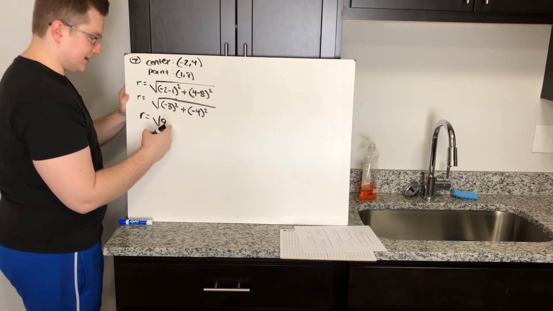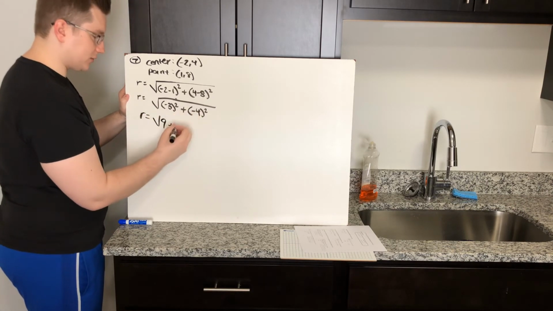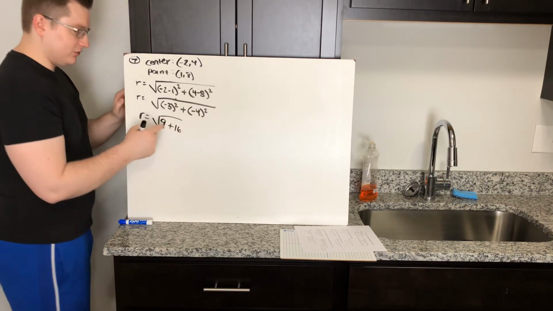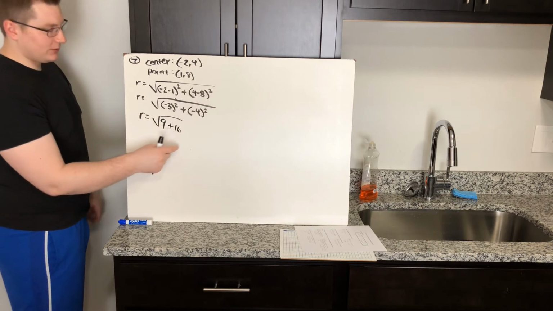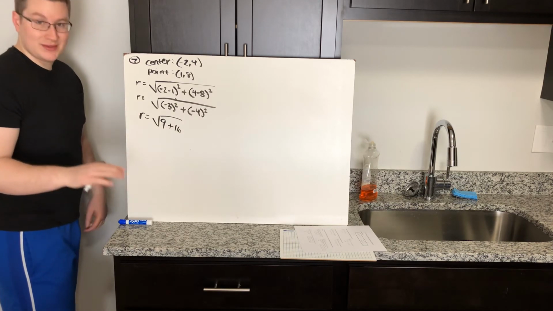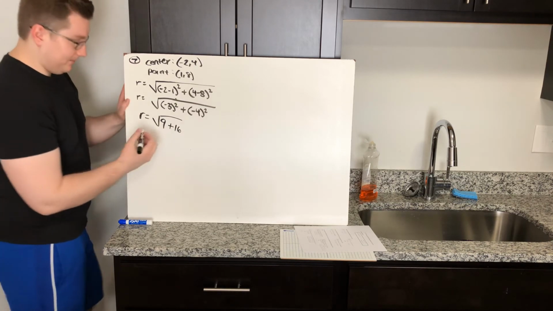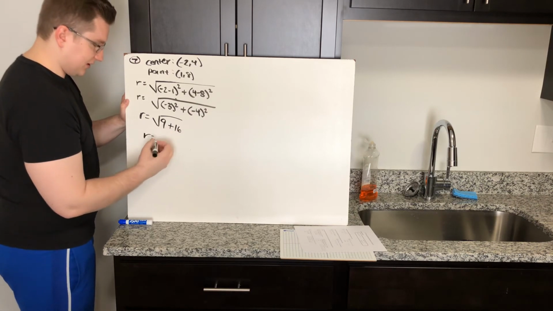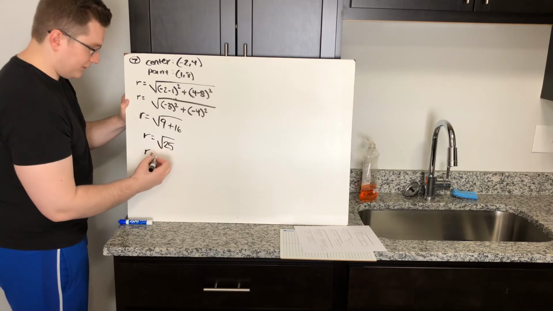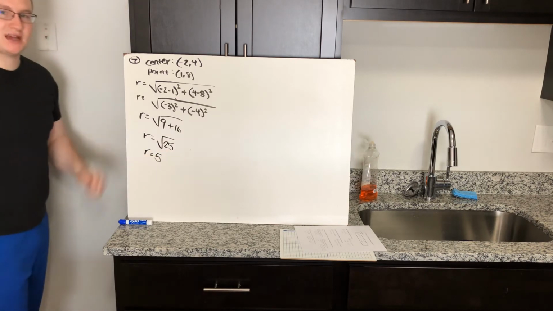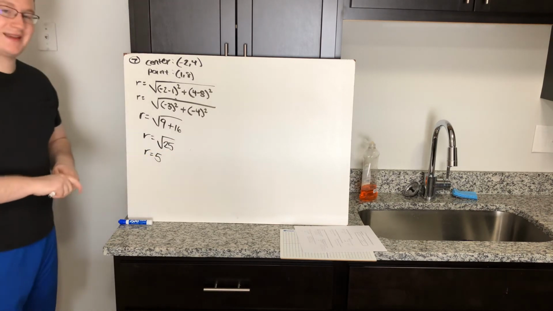Negative 3 squared is 9 plus negative 4 squared is 16. Like I said, do not split this up and say, hey, square root of 9 plus square root of 16. That's 3 and 4, which is 7. Doesn't work like that. 9 plus 16 is 25. Square root of 25 is 5. That is not the same thing as 7. Don't split it up. I cannot stress that enough.